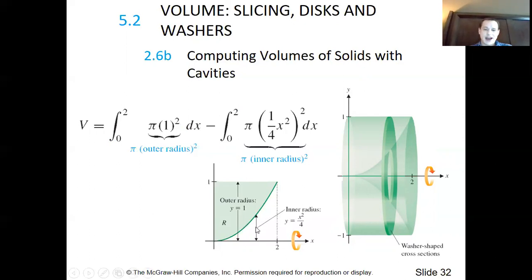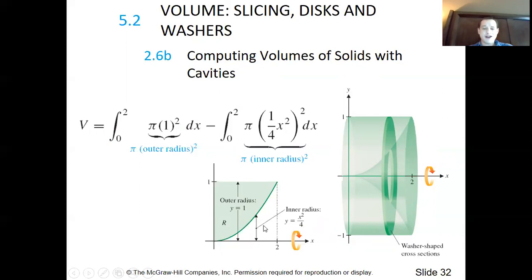Well, you've got to find the height of this thing, which is the y value on the top minus the y value on the bottom. The y value at the top is x squared divided by 4, minus the y value at the bottom, which is 0. So that's the height of this strip, and if you spin it around, that'll be the radius of this thing.